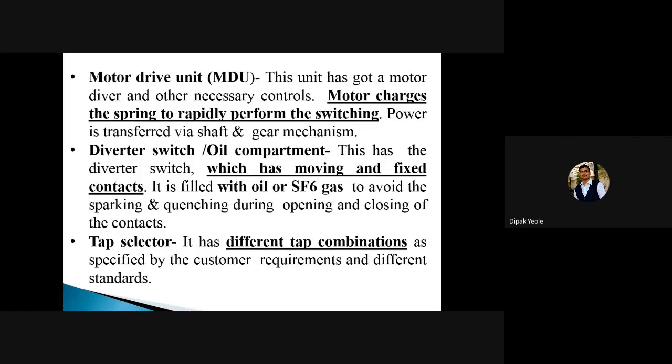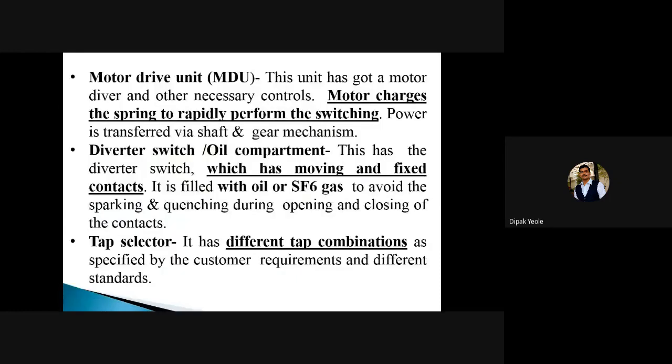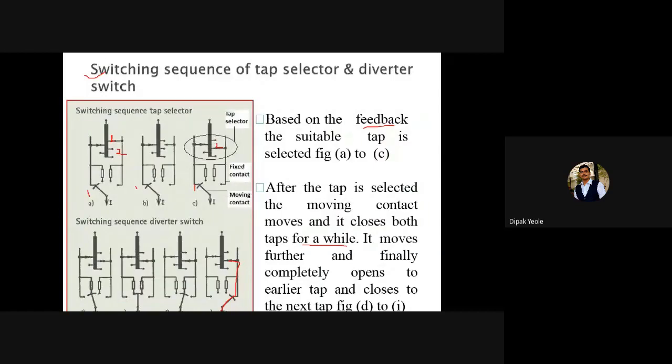We need the oil compartment. So this diverter switch or oil compartment we need. What is going to happen in this? This has a diverter switch which has a moving and fixed contact. I will show you the diverter switch here. This is called as a diverter switch.